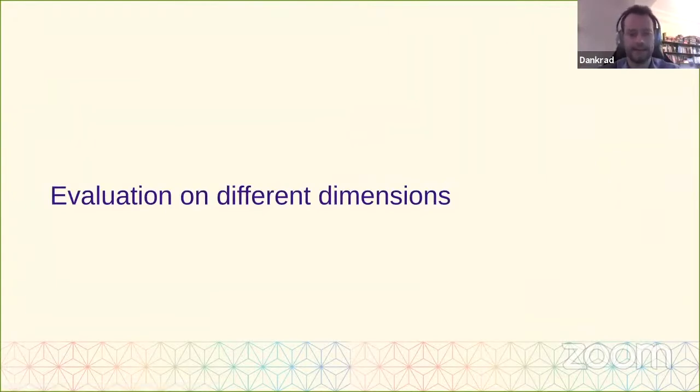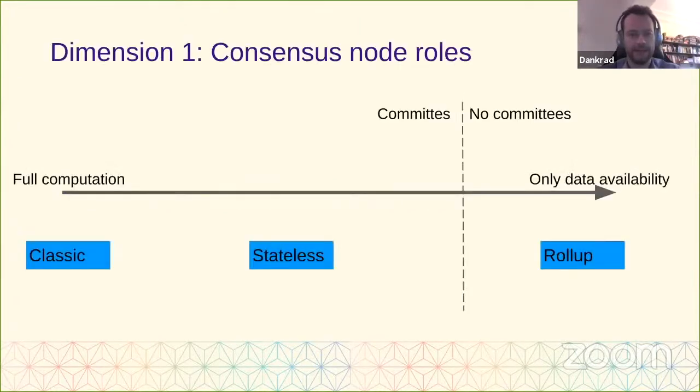Okay, now let's look at these from our different dimensions. The first one I want to look at is what consensus nodes have to do. In the classic model, they have to do the full computation. They have to compute the full state transition. They have to keep the state and everything. The stateless one is kind of in between, where some of the load is taken off the consensus nodes. They don't have to maintain the state anymore, and they don't have to access the state anymore.